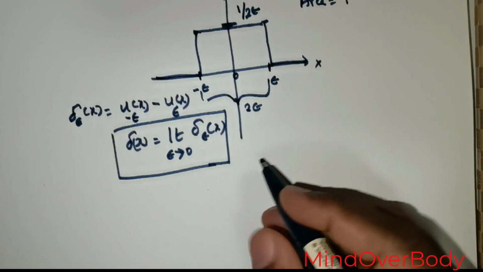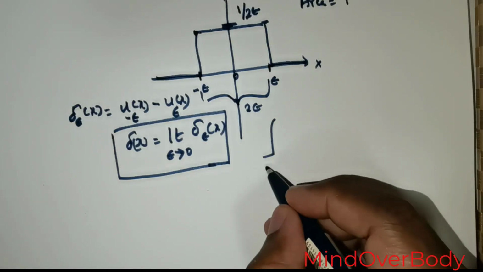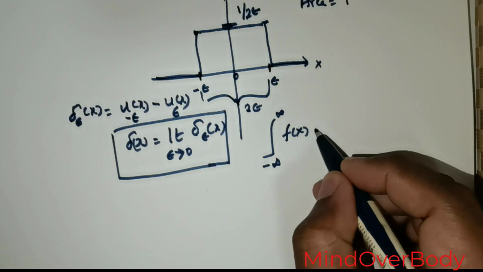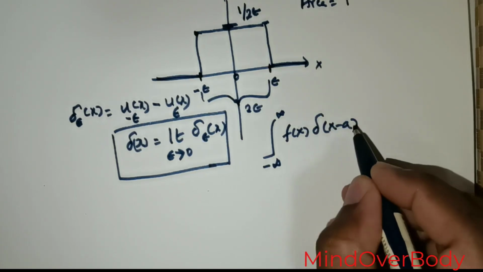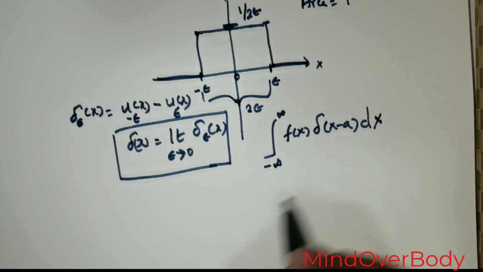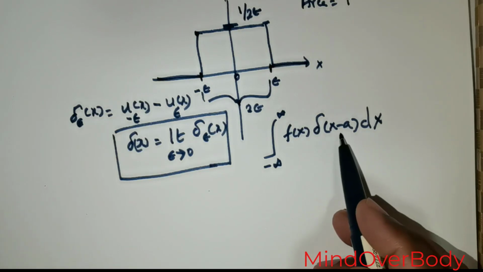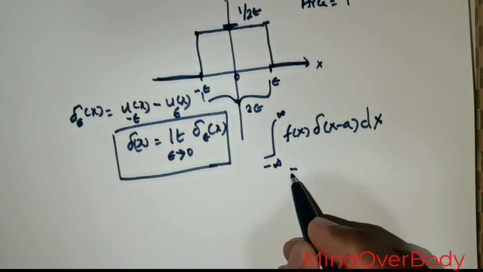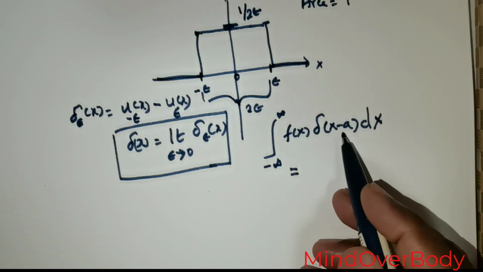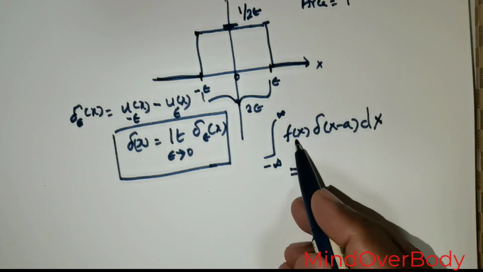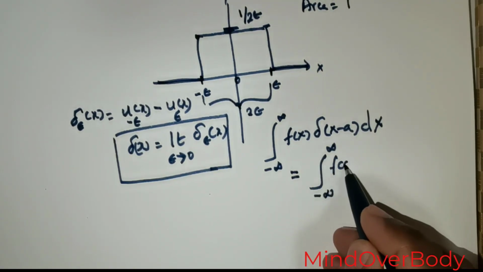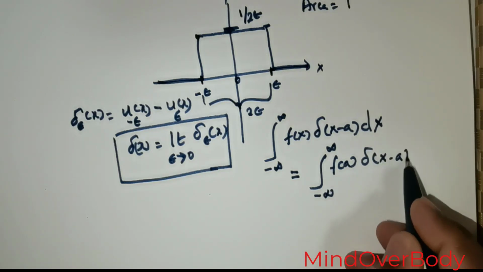Let me show you one important property of the delta function. Now if we were to have the integral from minus infinity to infinity of f of x with the delta function delta of x minus a, with the differential operator dx, then clearly we know that delta of x minus a would become 0 when x minus a is not equal to 0. Having known that particular fact, that would mean it doesn't matter what value the function f of x takes. So I can rewrite this as the integral from minus infinity to infinity of f of a times delta of x minus a times dx.